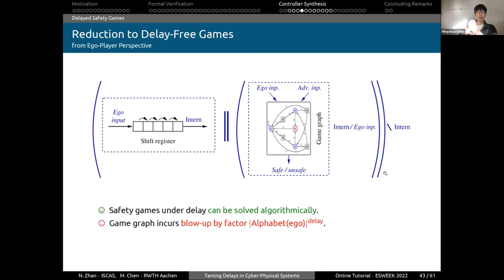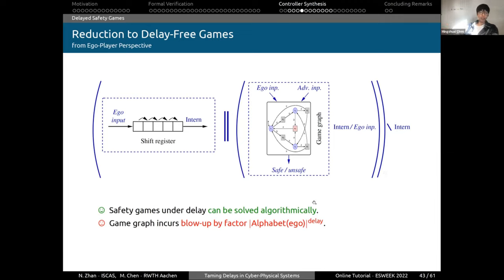The good thing about this is that safety games under delays can be solved algorithmically, because we can reduce them to safety games under no delays. And there are decision procedures to address this. The general idea there is to compute the set of unwinnable states until you reach some fixed point. Then you either win or lose.